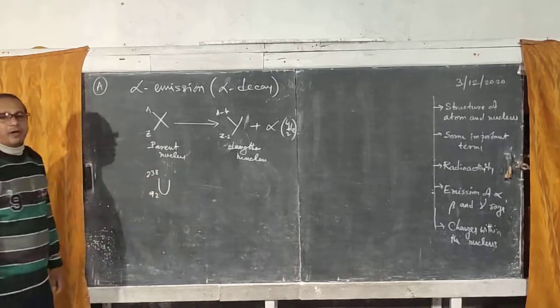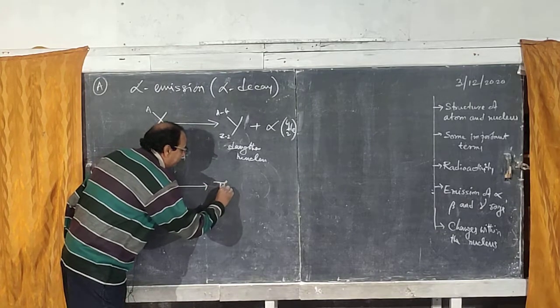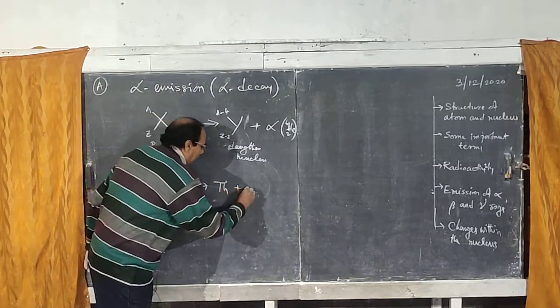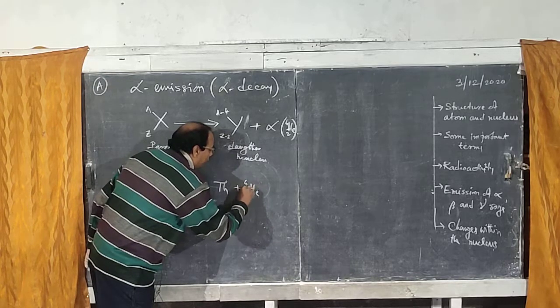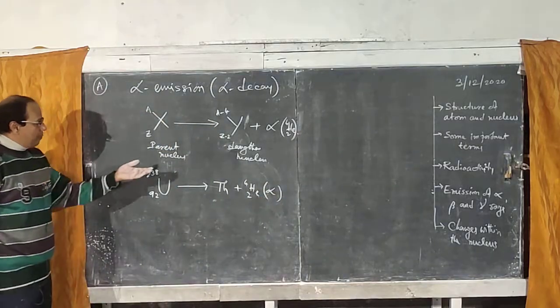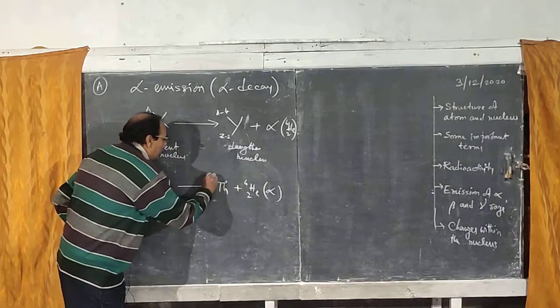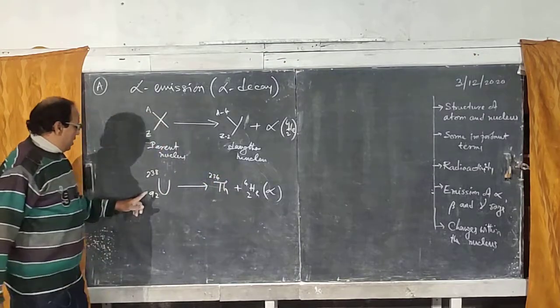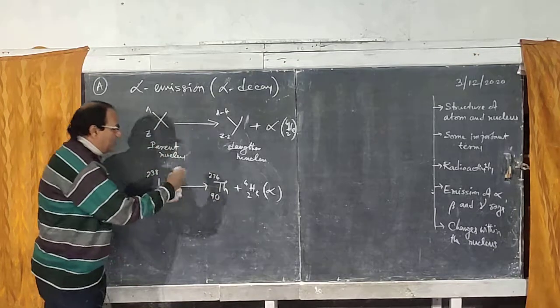Exactly, we can write one equation: uranium 238, 92. It is one of the isotopes of uranium. When it gives out thorium and one alpha particle, He 4 2, within brackets you can write alpha particle. Then if you balance, you will find 238 minus 4 is equal to 234, and 92 minus 2 is equal to 90. Look at it in reverse way.